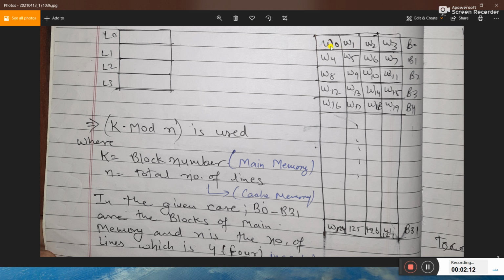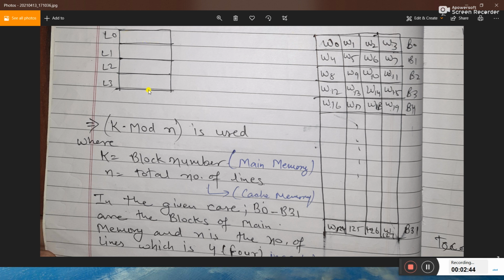For example, if there are W0, W1, W2, W3 in a line, similarly there may be 4 words in each block, so there will also be W0, W1, W2, W3 likewise. Understand? My line size is equal to the block size, meaning the number of bytes in line 0 is 4, so the number of words in block 0 is also 4. So there is no difference.